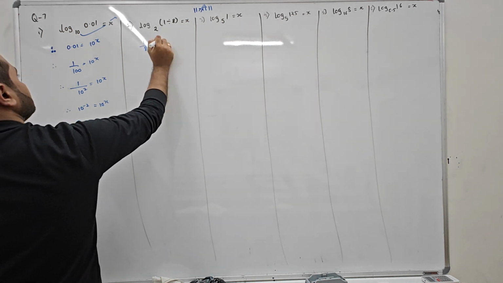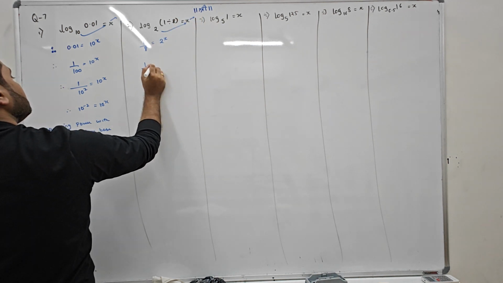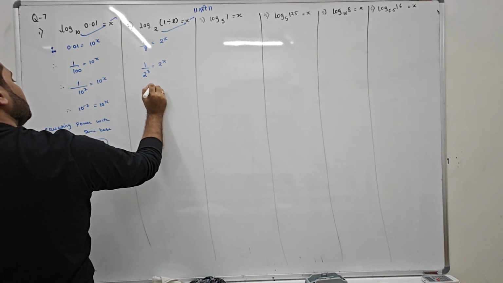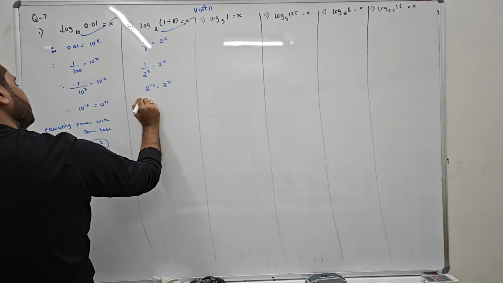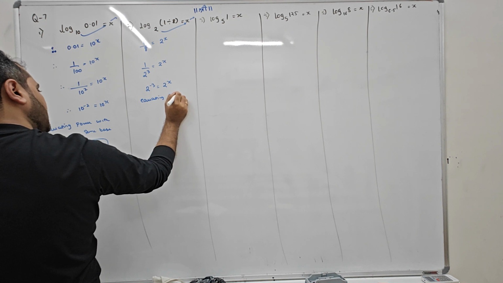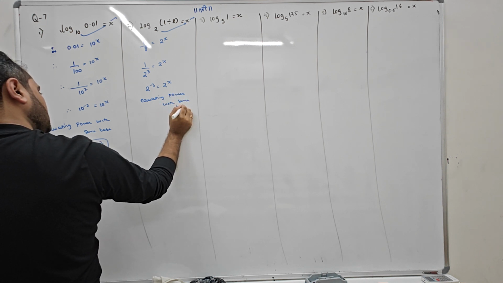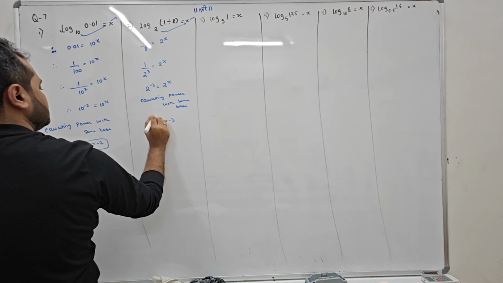1 divided by 8 is equal to 2 raised to x. 1 upon 2 cube is equal to 2 raised to x. 2 raised to minus 3 is equal to 2 raised to x. Equating power with the same base. x is equal to minus 3.